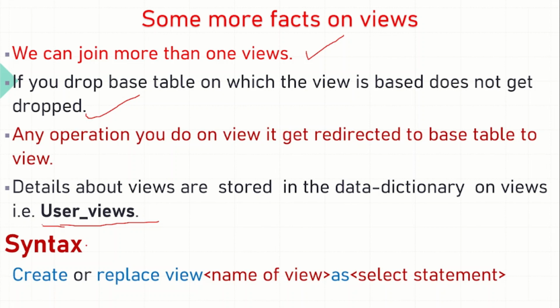Then comes the syntax, how to create a view. It's very simple: create or replace view, the name of the view, as, then a valid select statement you need to write. Create will create a new view. Replace means if a view is already created and you want to revise its definition, you want to update it, in that case replace is required, otherwise replace is optional.